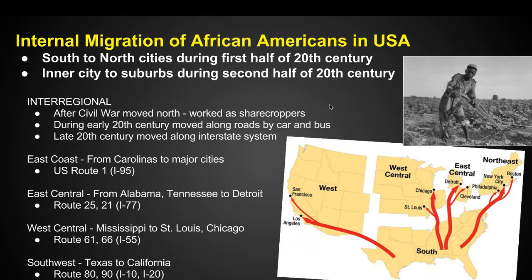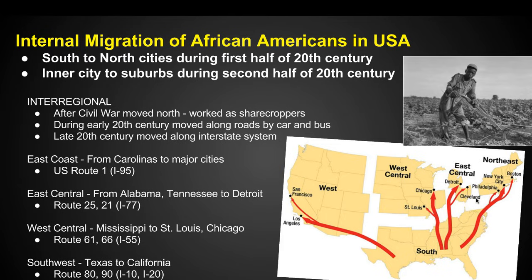Internal migration of African Americans within the United States. So internally within our country, we see migration of ethnicities. We speak about that first interregionally, moving between regions. After the Civil War, where we had turmoil and discrimination in the South, we see ethnicities moving north to gain work on farms that they can work themselves as sharecroppers or to work in the businesses.